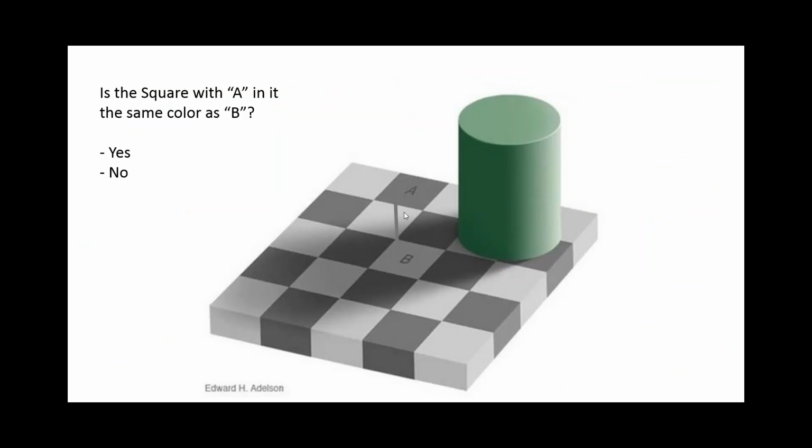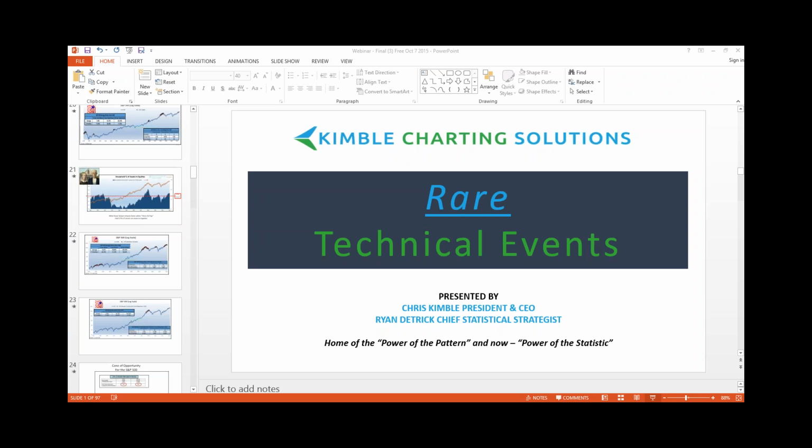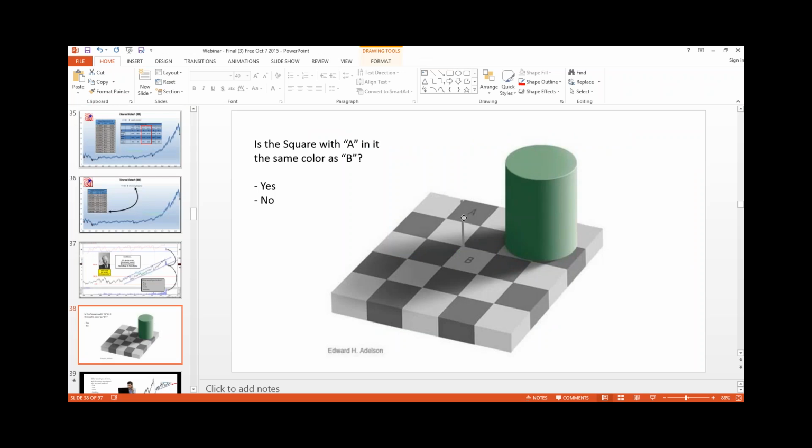So I'm going to change the screen just a fraction here, everybody. I'm not going to do a quiz, but I want to ask you a question. Is the square with the letter A in it, just the square itself, and the square with the letter B, do they happen to be the same color? So are those 2 squares the same color, yes or no? And we're not going to go through a quiz, but we've had some fun with this.